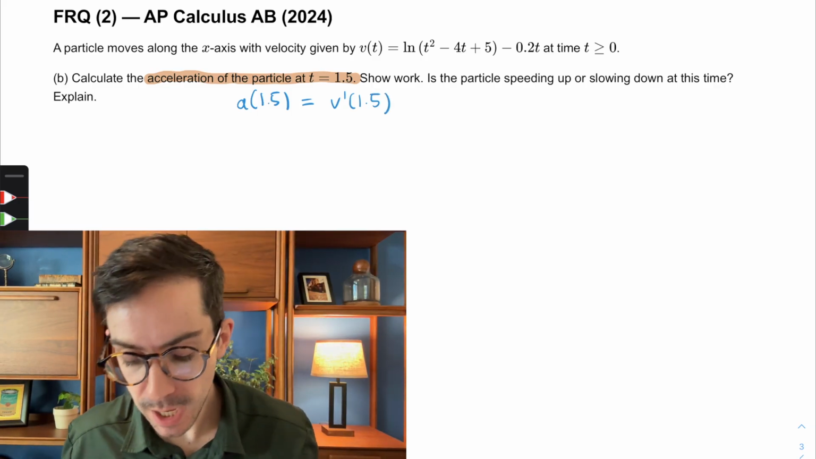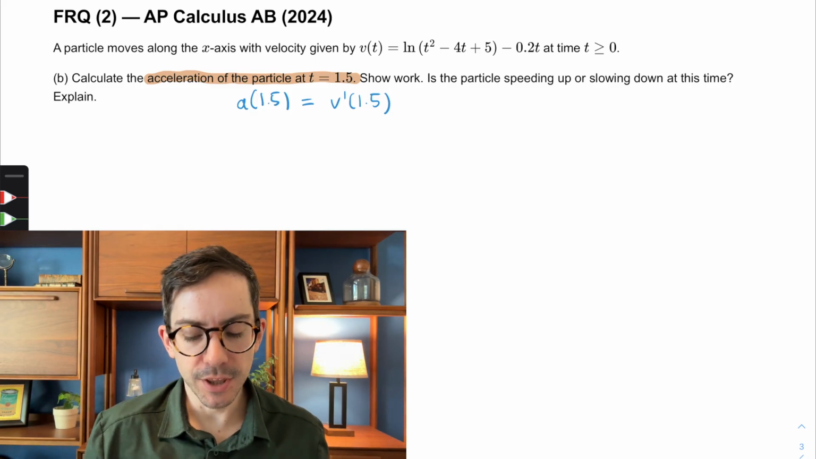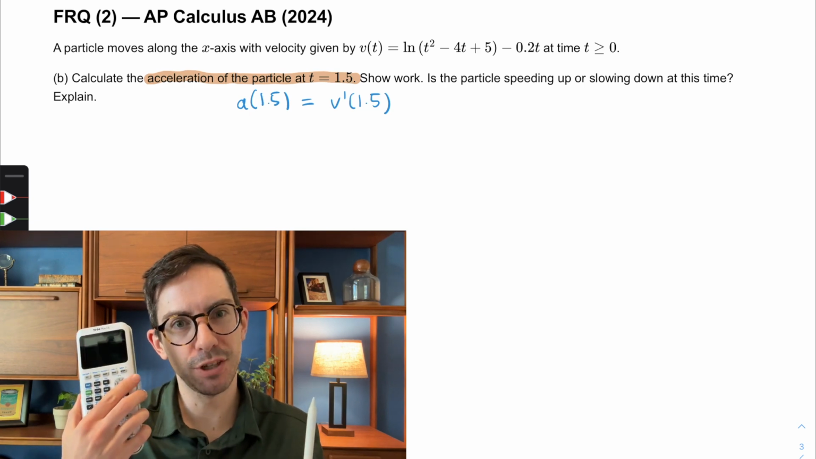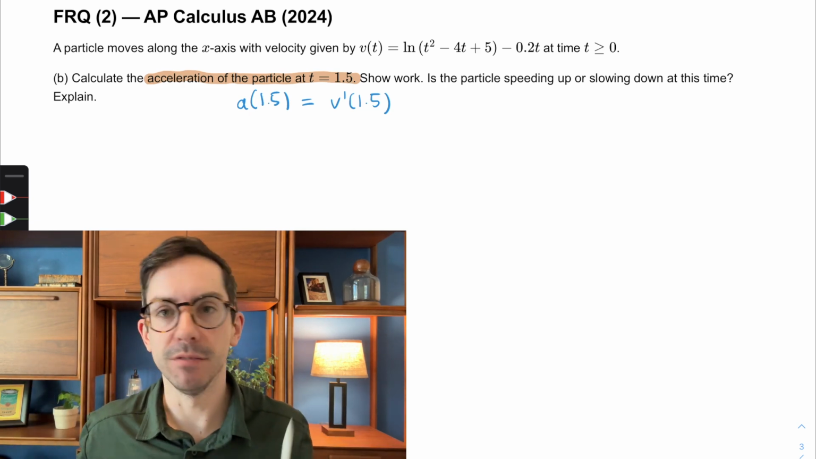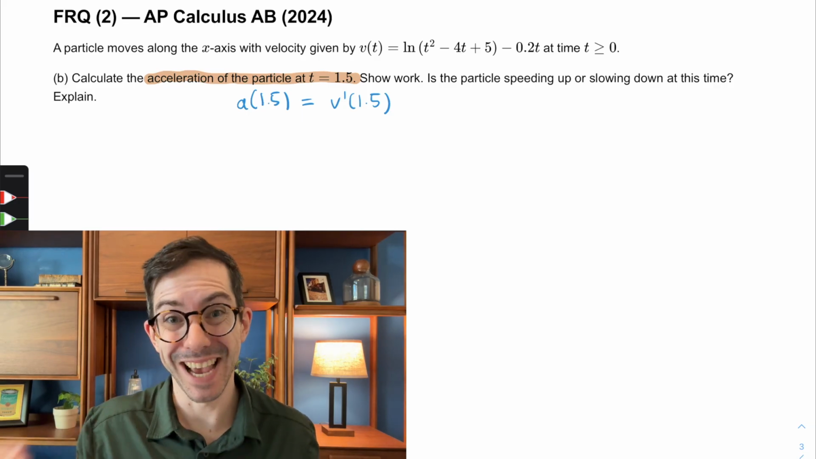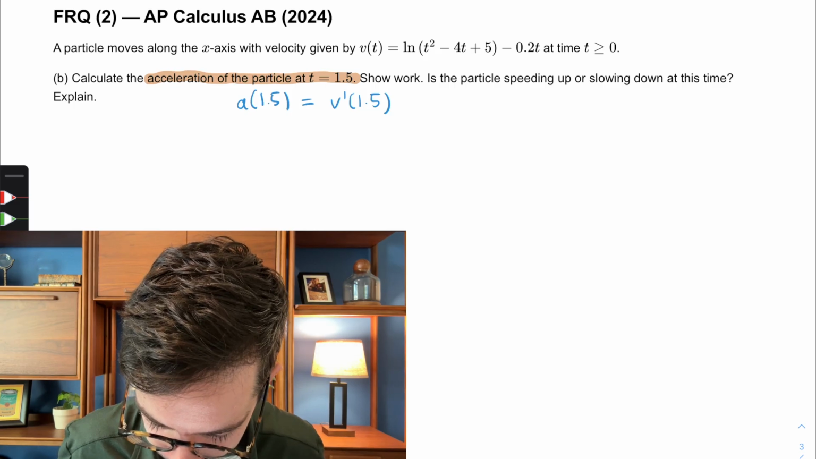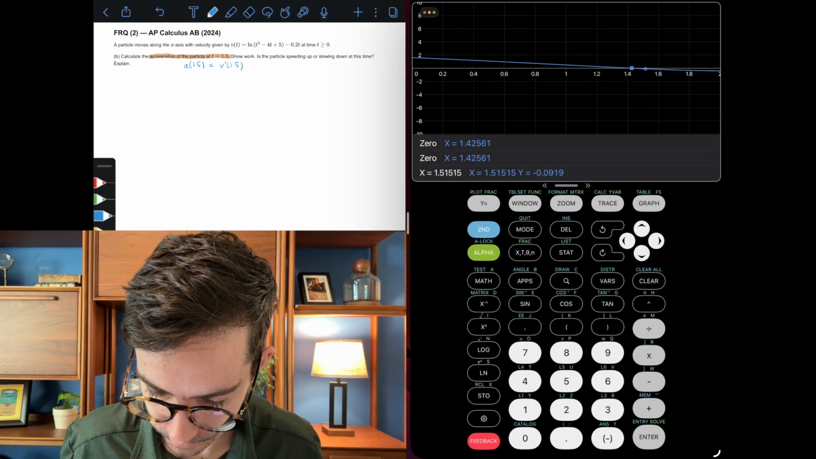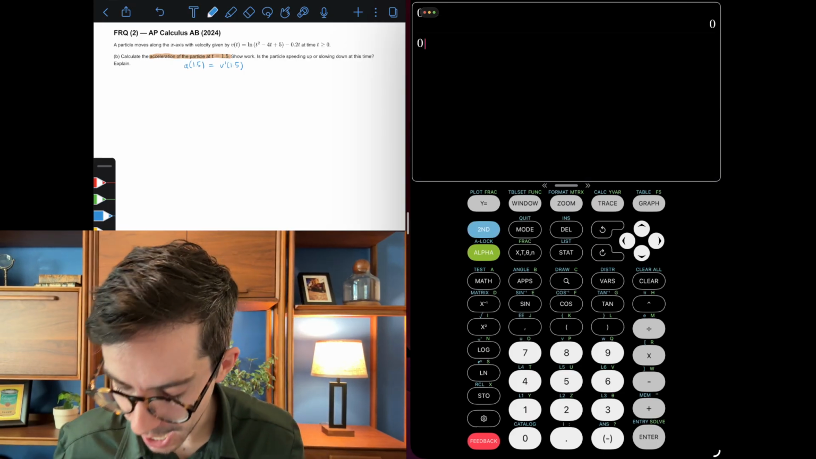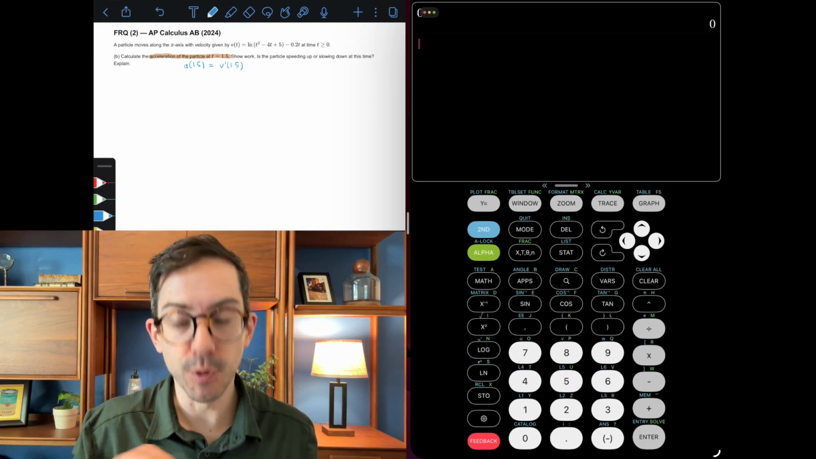Okay, so well, I could find the derivative of this using my standard differentiation rules, but don't forget, we have a calculator. So we may as well use that, get our correct answer a lot more quickly and a lot less error prone. So let's pull up our calculator again. Let's clear out of our graph window. And now I want to evaluate v prime of 1.5.